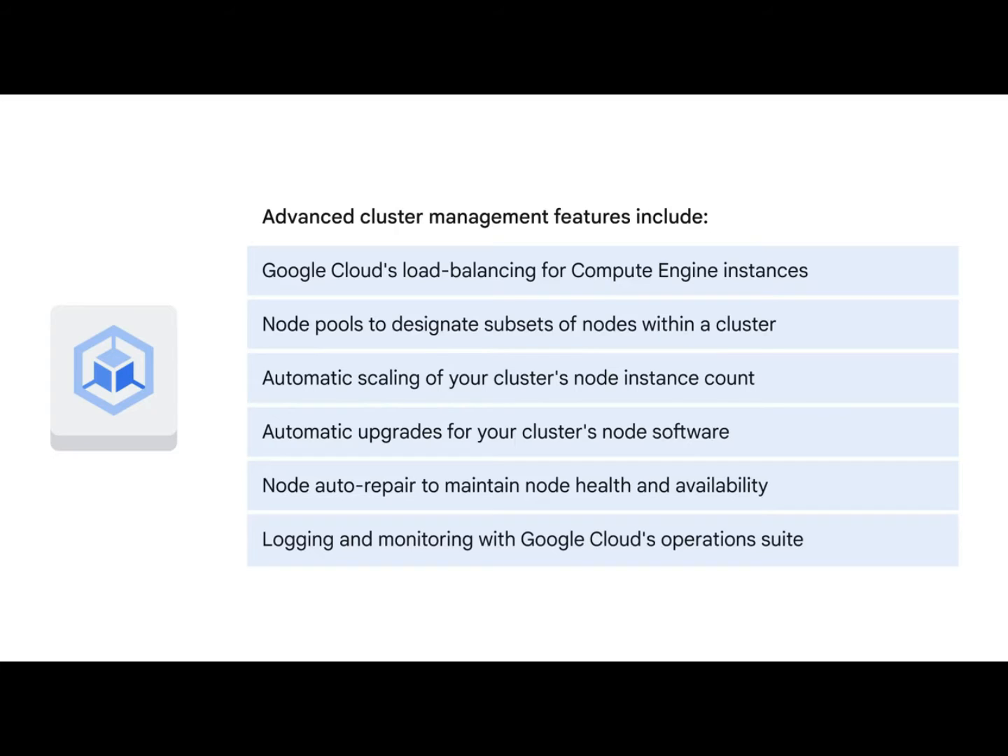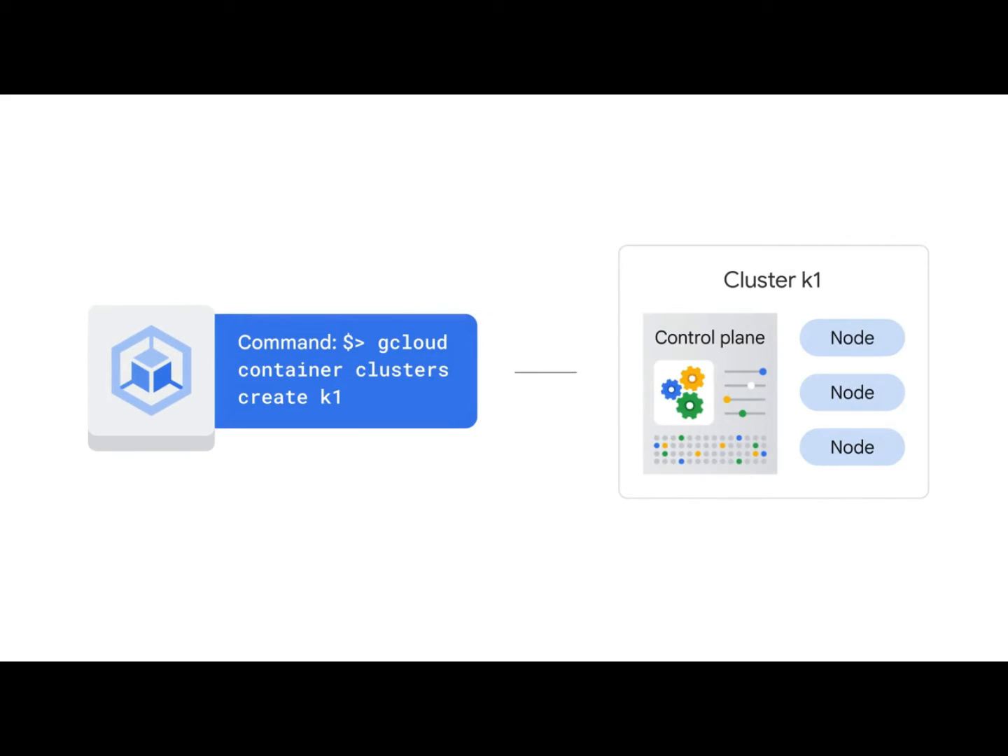Running your application in GKE clusters is also a good foundation to have if you'll need to bridge your on-prem and cloud resources. To start up Kubernetes on a cluster in GKE, all you do is run this command: gcloud container clusters create K1.